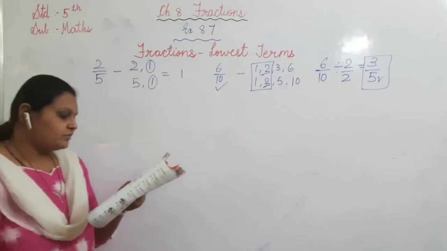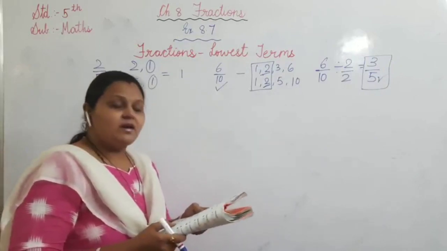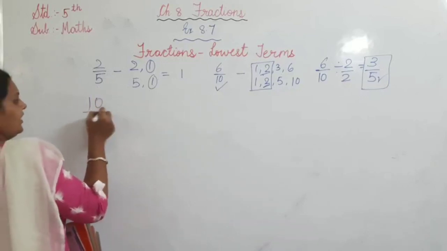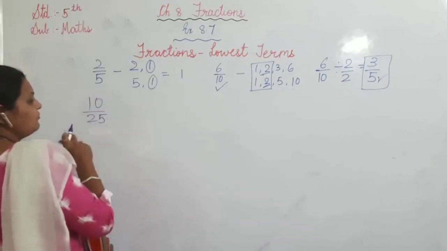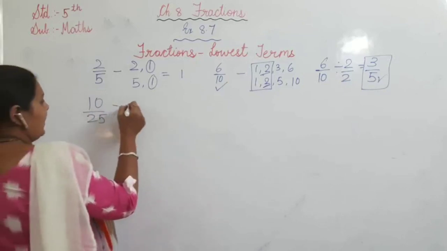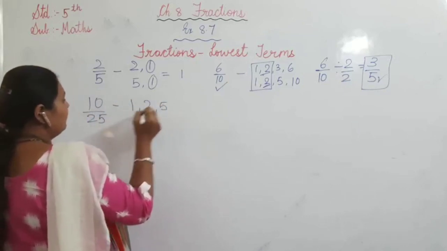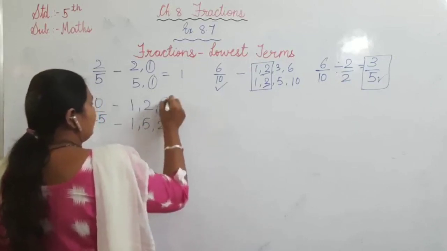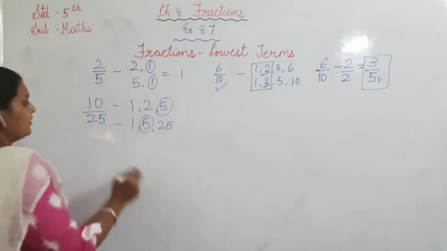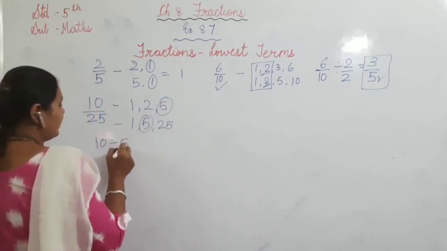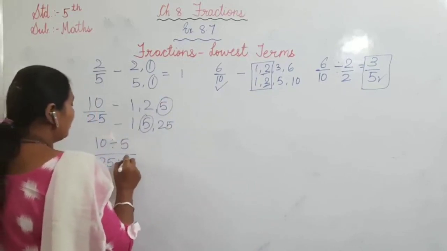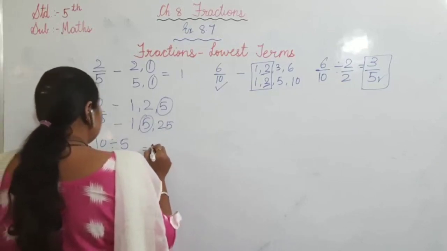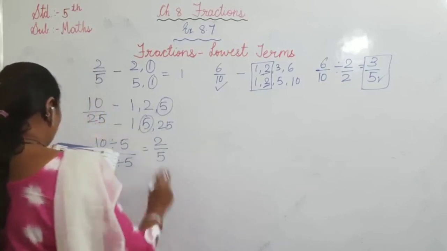Next, write 10 upon 25 in its lowest term. So 10 upon 25. First, the factors of 10 are 1, 2, 5 and 10, and of 25 are 1, 5 and 25. So 5 is the highest common factor. So they both will be divided by 5. So the lowest term of that is 2 upon 5.